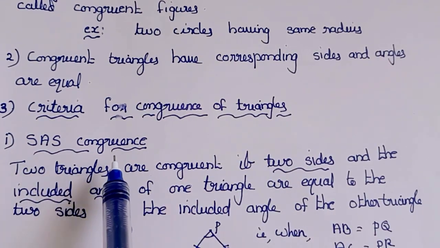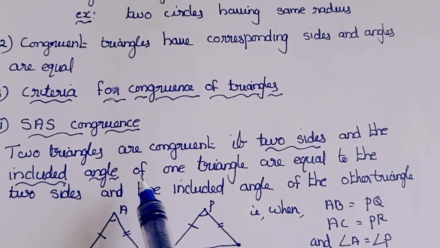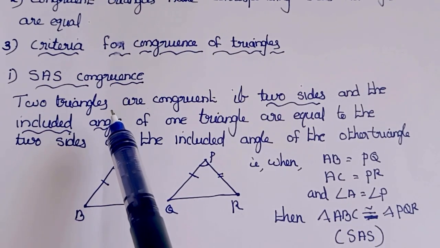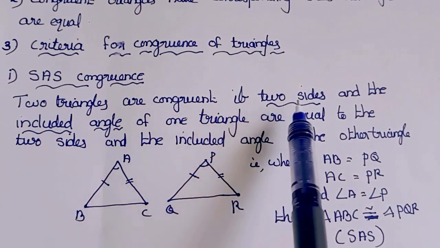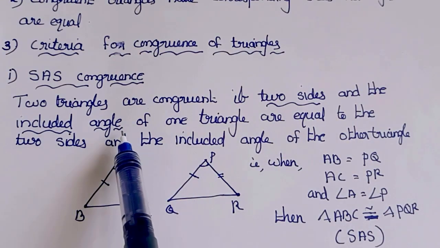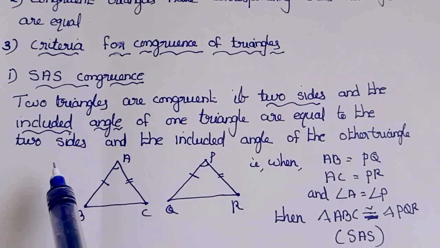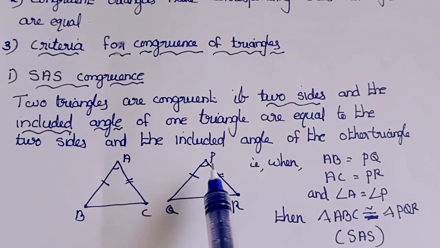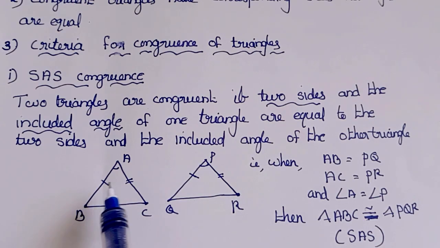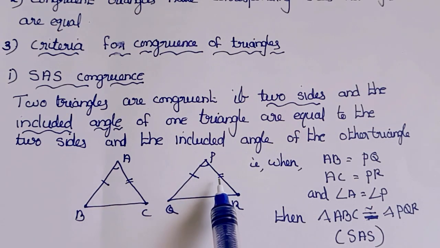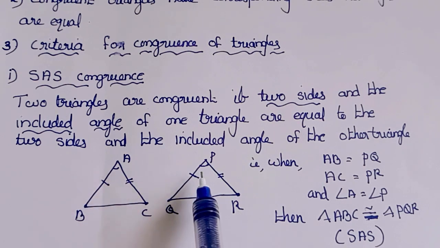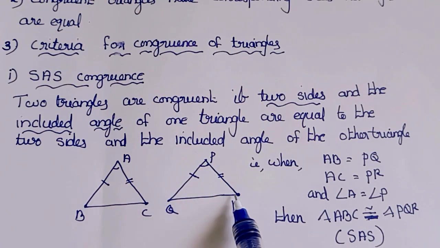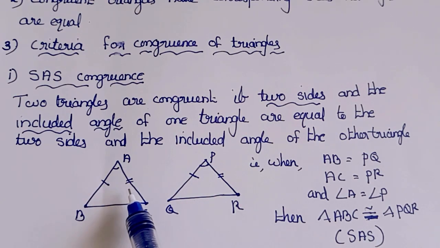First one, SAS congruence, that is side angle side congruence. Two triangles are congruent if two sides and the included angle of one triangle are equal to the two sides and included angle of the other triangle. That is, in triangles ABC and PQR, two sides AB equal to PQ and AC equal to PR, and the included angle, that is angle A equal to angle P, then we can say that triangle ABC is congruent to triangle PQR by SAS congruence. Okay.